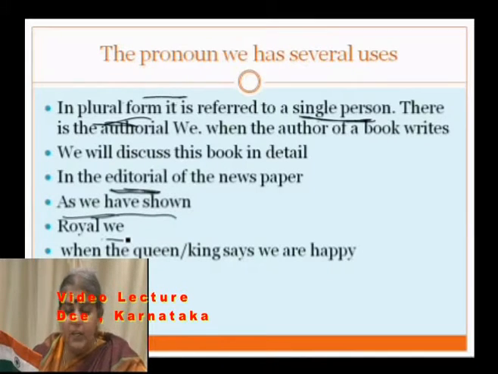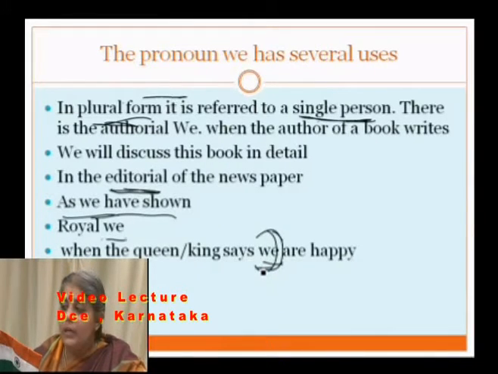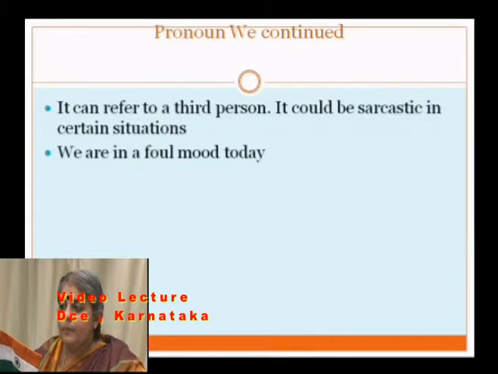The third way to use is the royal we. What is a royal we? When the queen of the country or the king of the country says, we are happy. Here we refers to, once again, a single person. The uses of we are continued here.